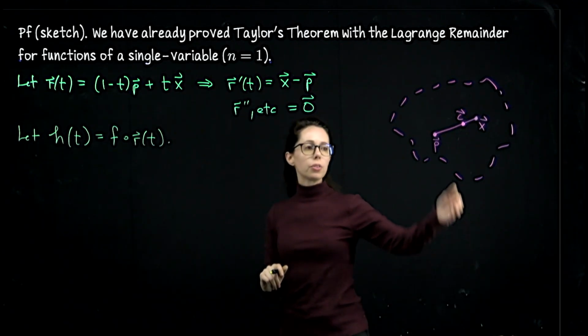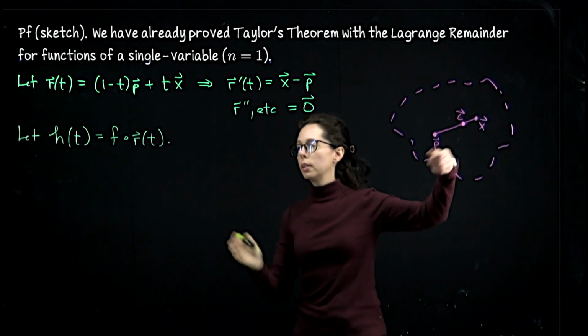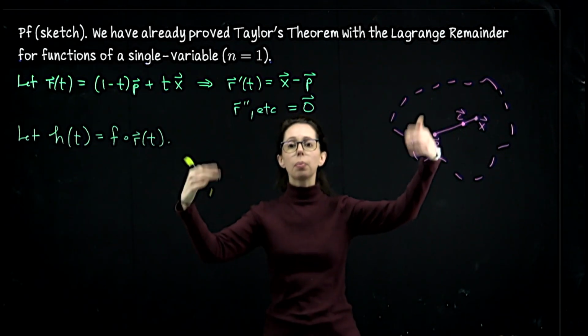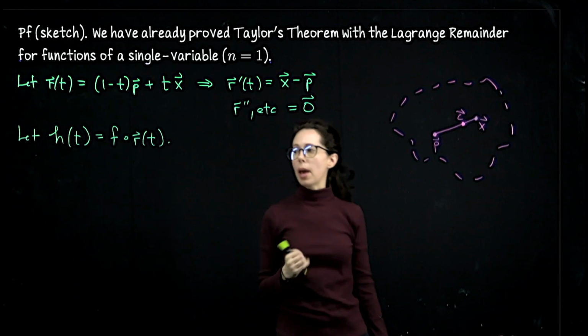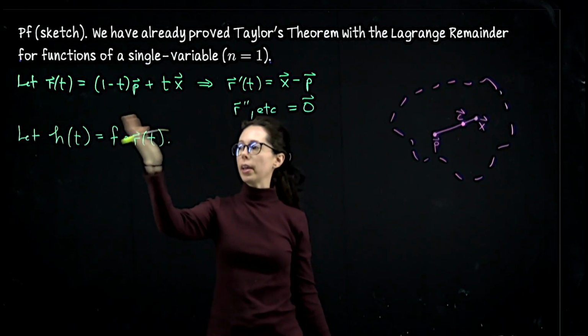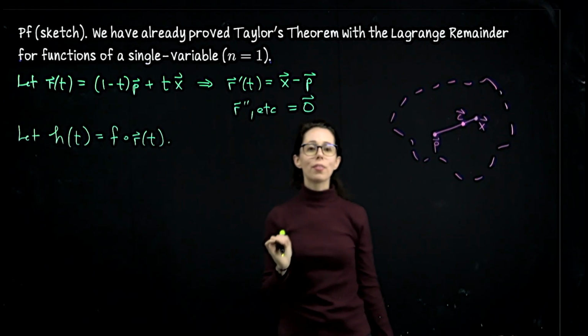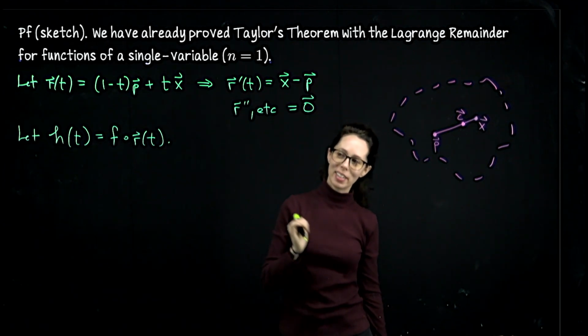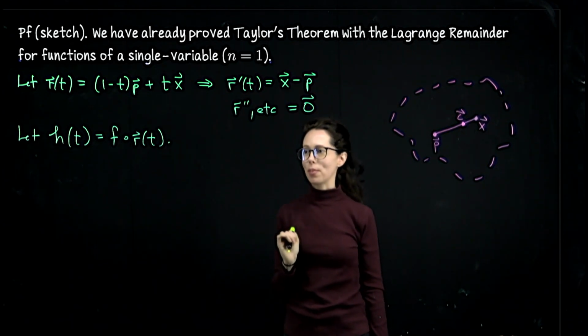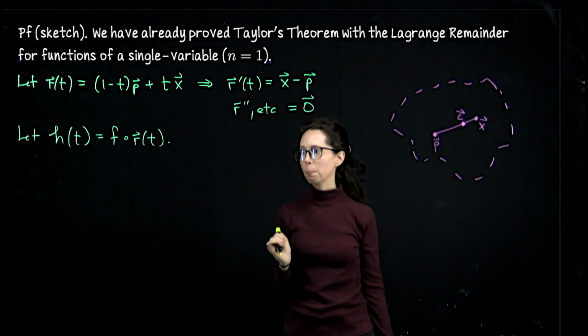So from t values going from 0 to 1, r of t puts us here, and then we plug that into f. So f is scalar valued. Ultimately, this is a scalar valued function of just one variable, which is why I'm going to cite the Taylor's theorem proof that I did in a separate video for functions of one variable.